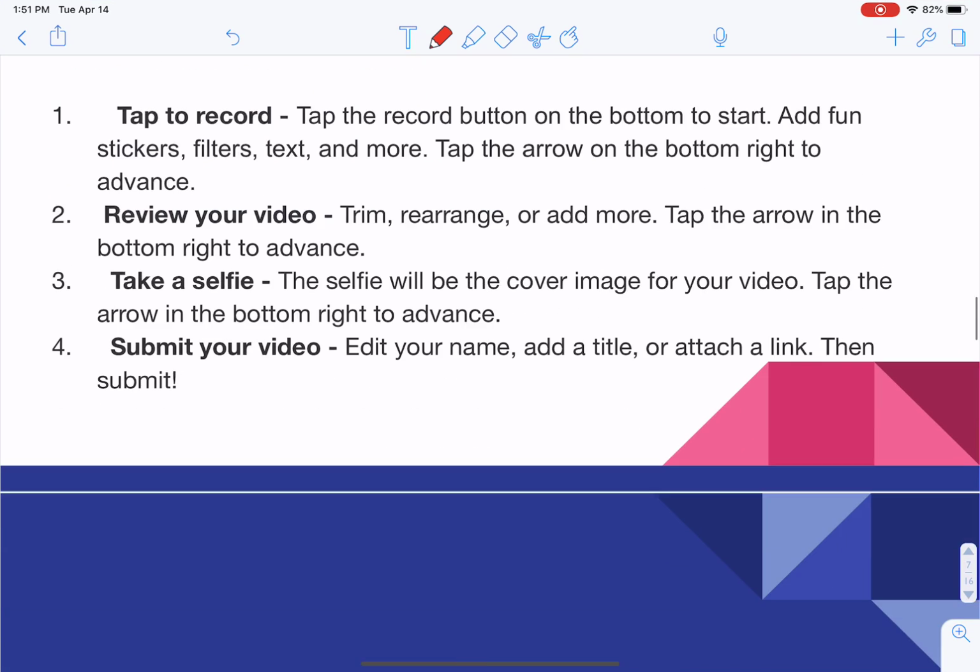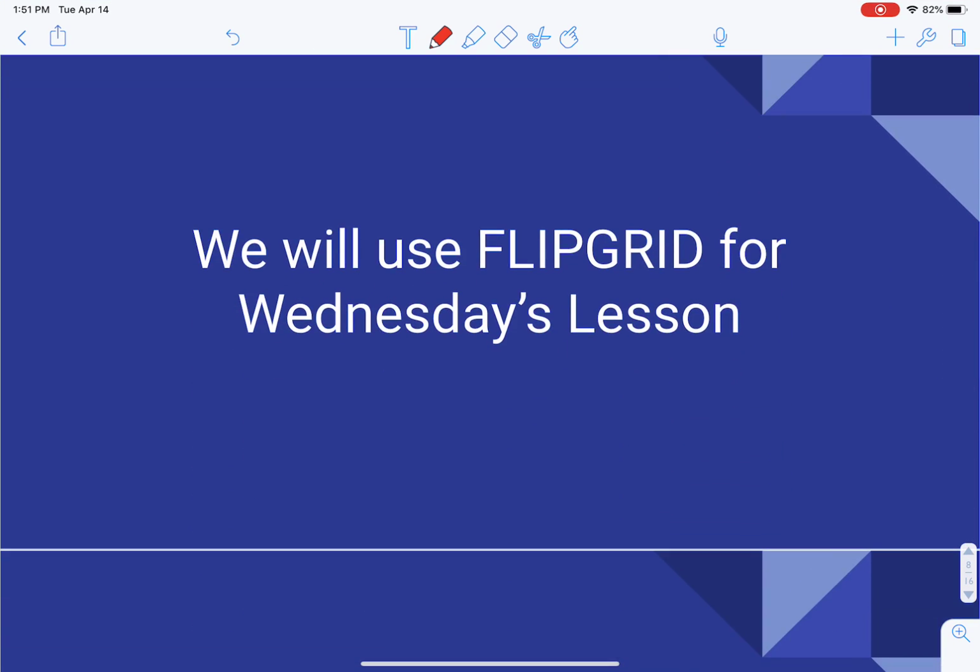The last thing for today is background. Okay, and it says we'll use Flipgrid for Wednesday's lesson. It's actually going to be Thursdays, just to clarify.